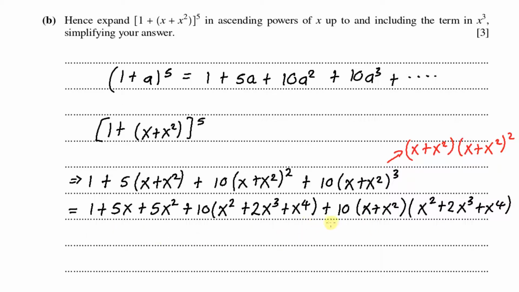Here I'm just going to collect the terms up to and including the term in x cubed. So let's do that. 1 + 5x + 5x squared are all okay. Then plus 10 times x squared, that's 10x squared. Then 10 times 2x cubed, that's 20x cubed. But I will not take 10 times x to the power of 4 since it's greater than x cubed. Then plus, here I have the 10 already, and x is going to multiply this bracket. So x will multiply x squared to give us x cubed.